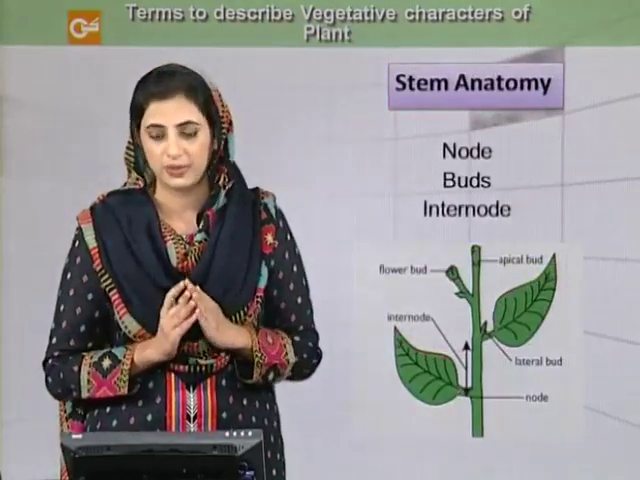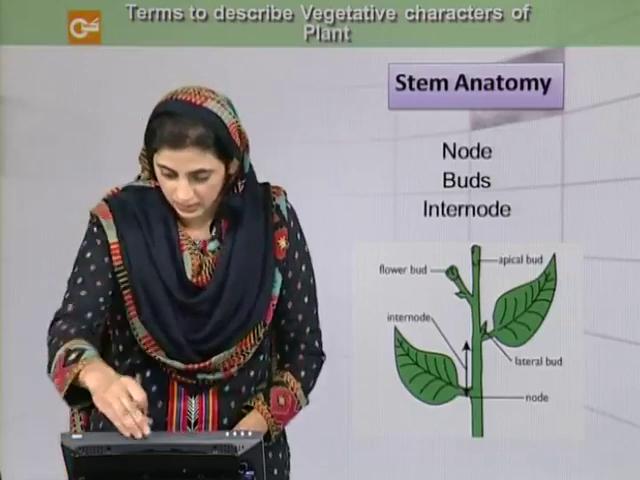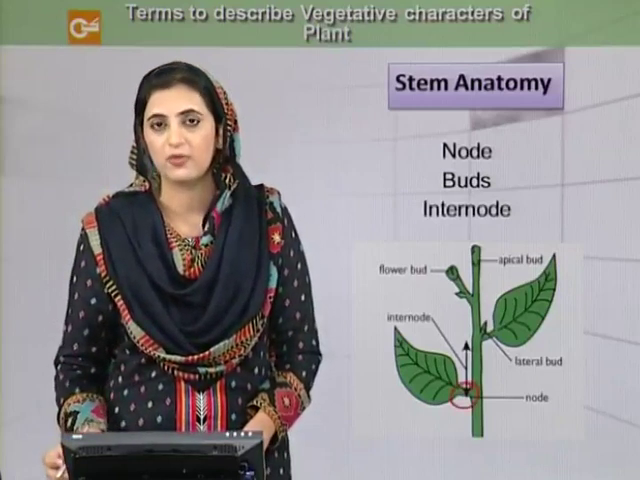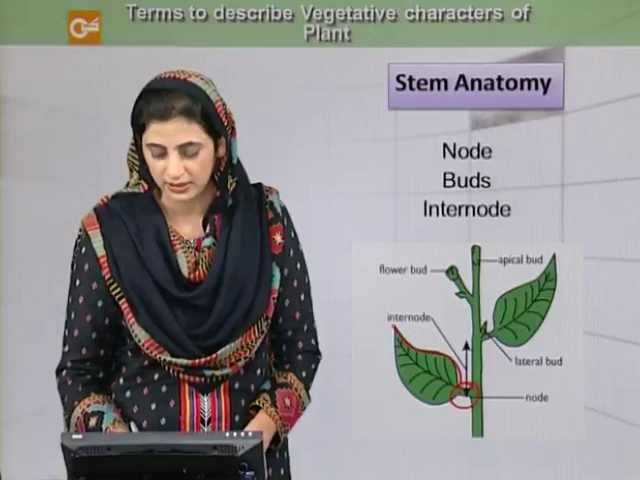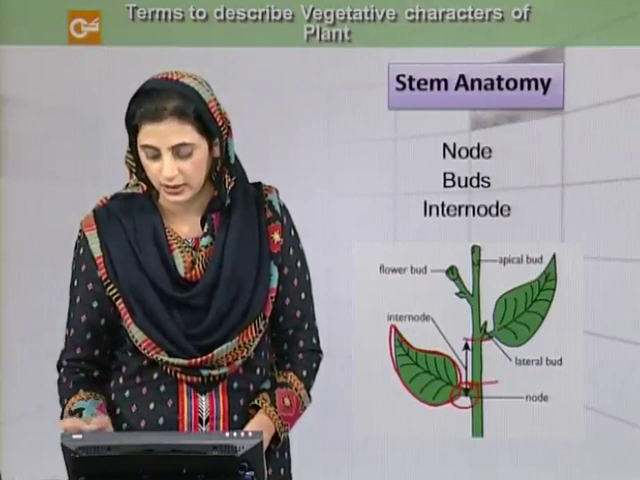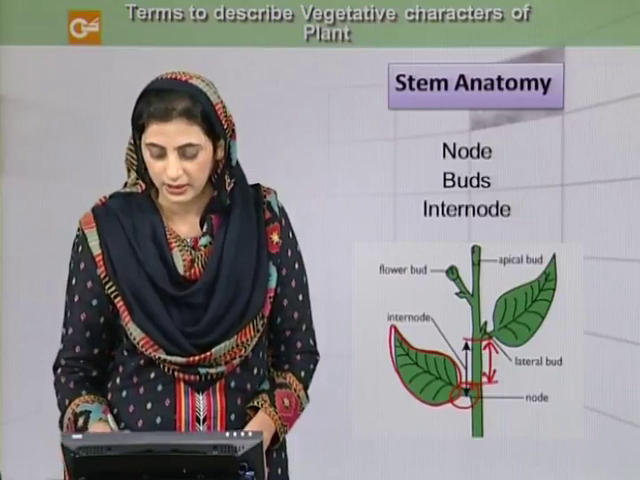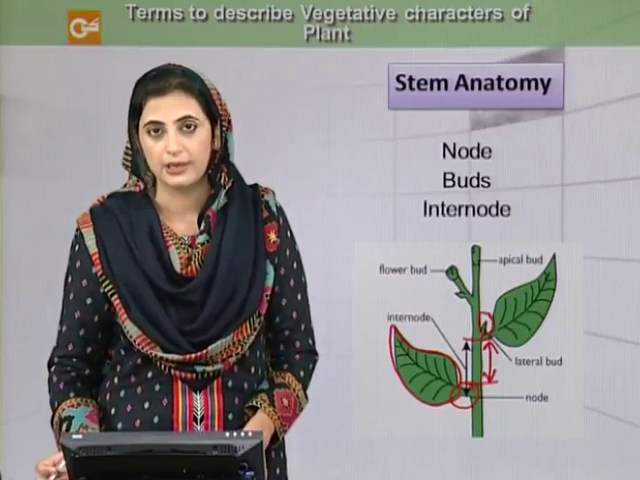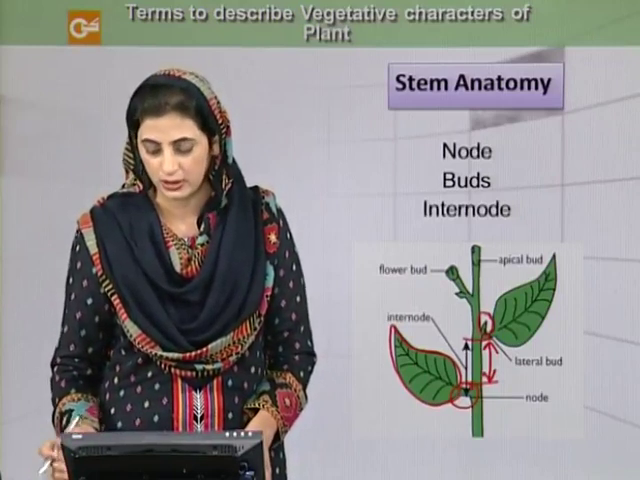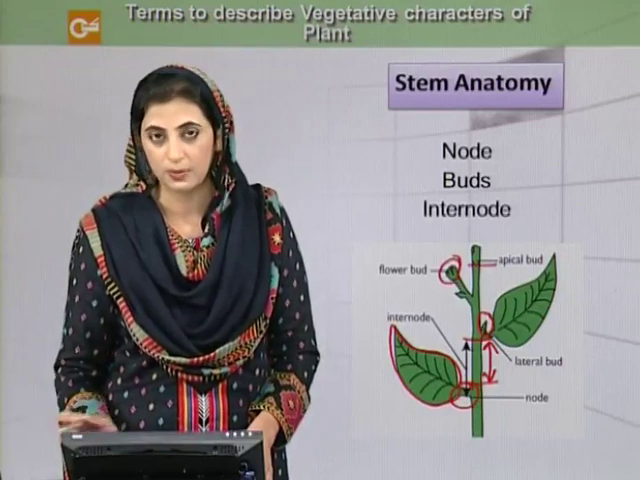And in order to explain the stem anatomy, we can look into this diagram. We can see that this is node, and node is a point from where the leaf originates. Here leaf is originating, and distance between one node to the other node is known as internode. So this is internode. And here we can see lateral bud. It is embryonic, and it can give rise to flower or shoot. And then we have a flower bud here, and its top bud or apical bud.